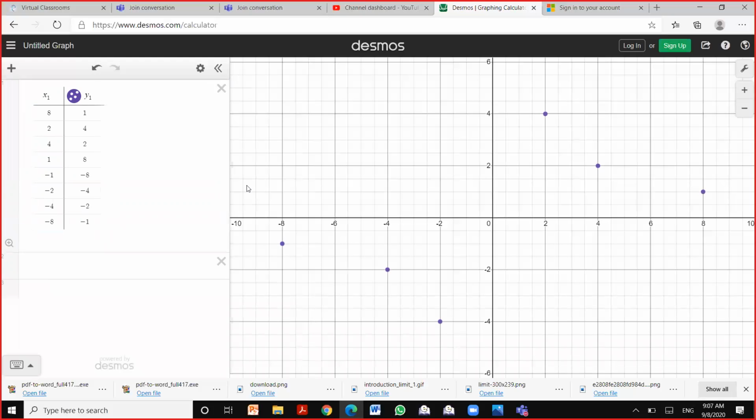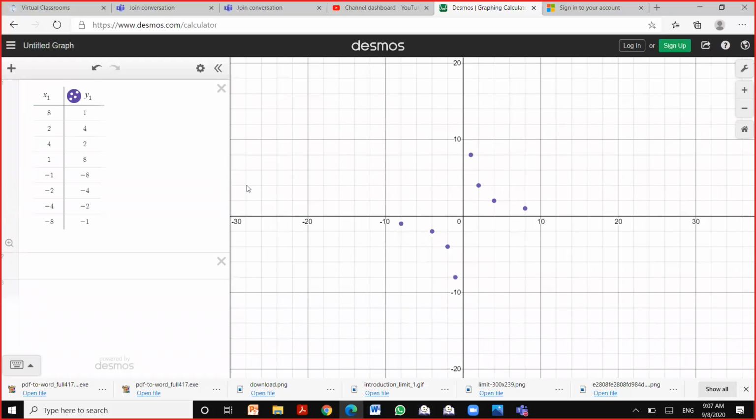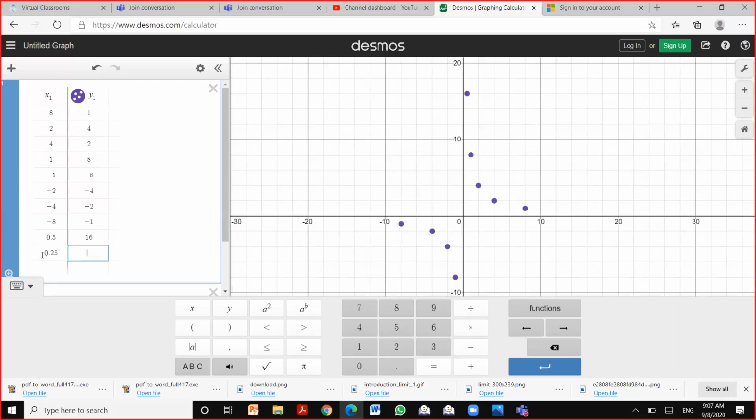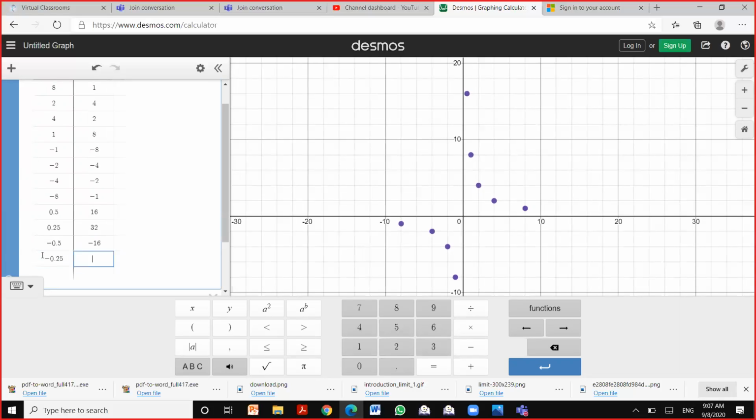After plotting the values as you see here, if you continue, for example if you put 0.5, it will be 16, and if you put 0.25, it will be 32. If you put -0.5, it will be -16, and if you put -0.25, it will be -32.